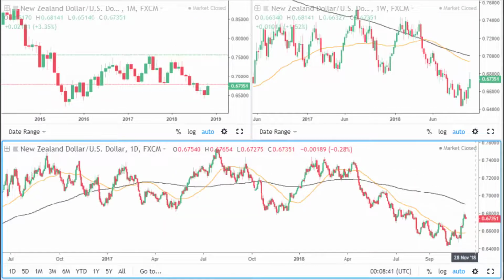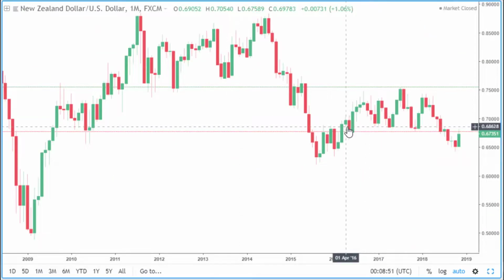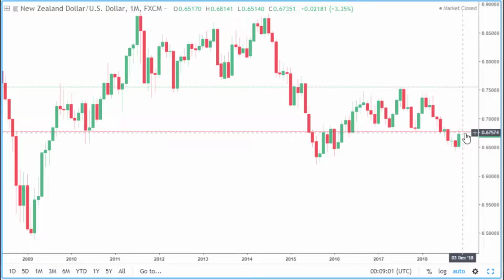Last Forex pair we're looking at today is the New Zealand dollar US dollar. Now price on the monthly time frame looks like it's in a period of consolidation, but price is still below last year's low, which is acting as an area of resistance. If this area holds strong enough, then we should see another move to the downside.